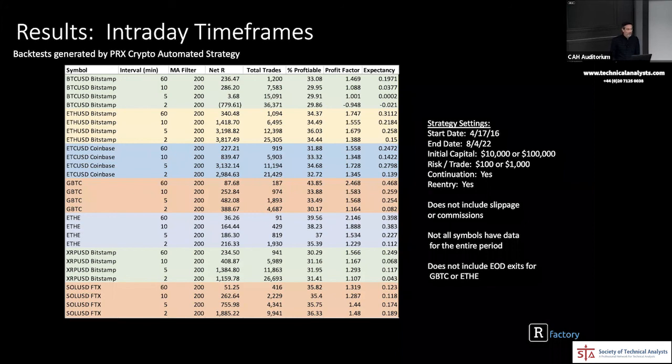And so you'll see, if you pay attention, if we just take this first green area, we're doing 60-minute, 10, 5, and 2. And the net R on some of these is 236, 286, and then it gets less and less as we get into the lower time frames. We're just getting into the noise.